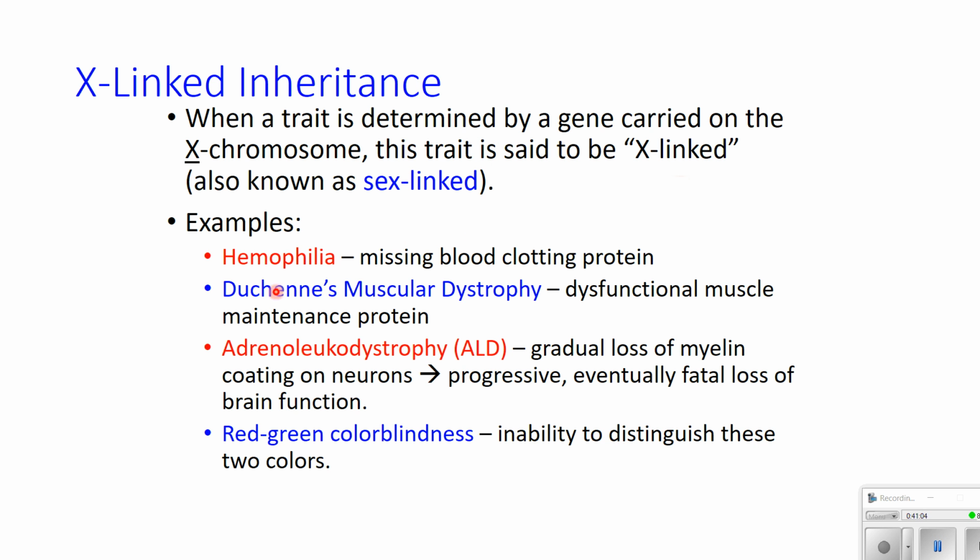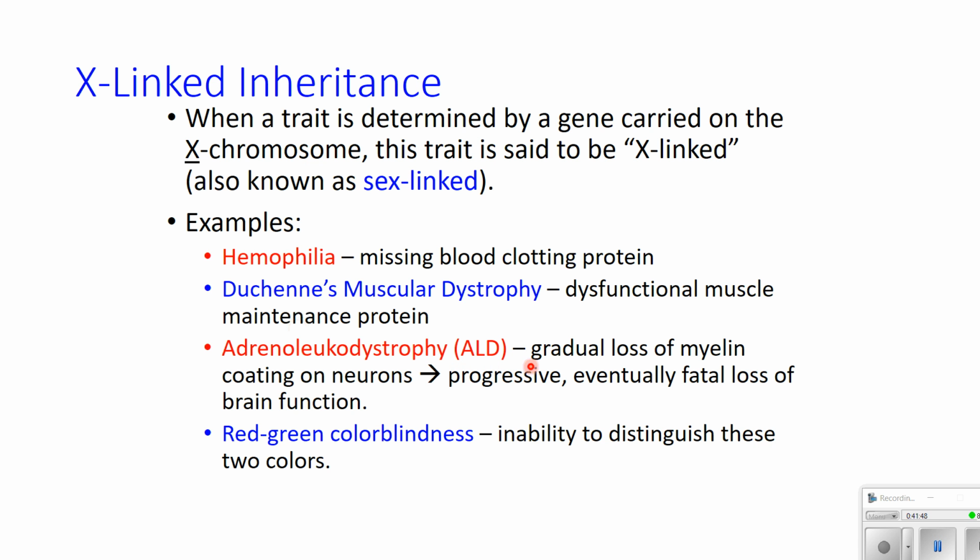Okay, so examples are hemophilia, which is an inherited disorder where the person is missing a particular protein in the blood, so the blood does not clot properly. A small injury will just bleed and bleed and bleed, and it really doesn't stop without medical attention. Duchenne's muscular dystrophy is where there's a dysfunctional muscle maintenance protein that leads to progressive weakening of the muscles. It affects walking, and eventually it results in a fatal loss of the ability to breathe.